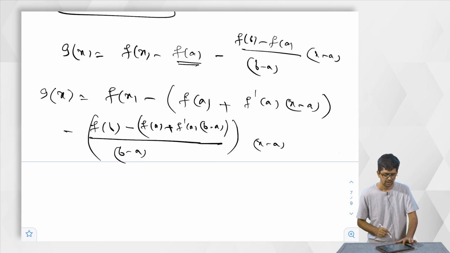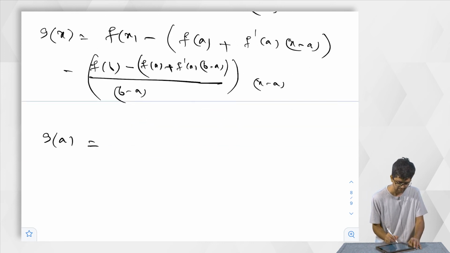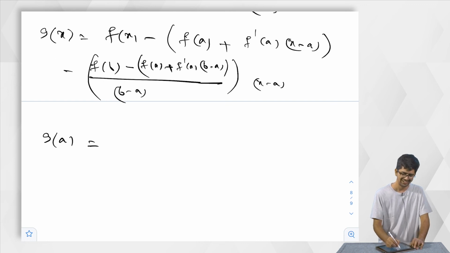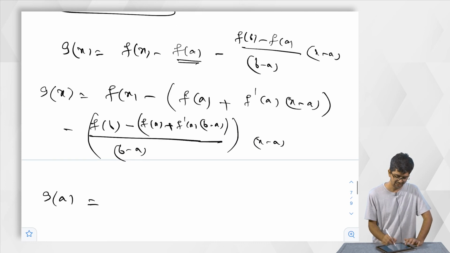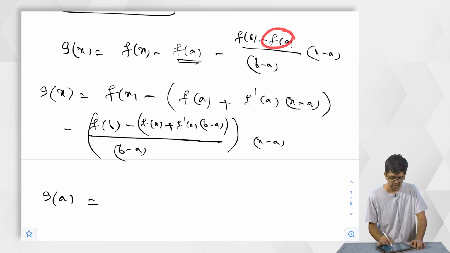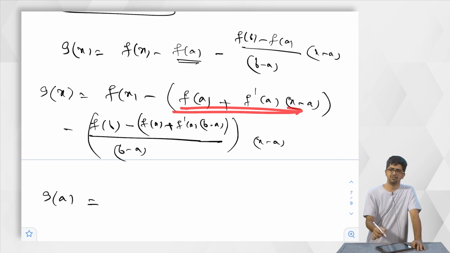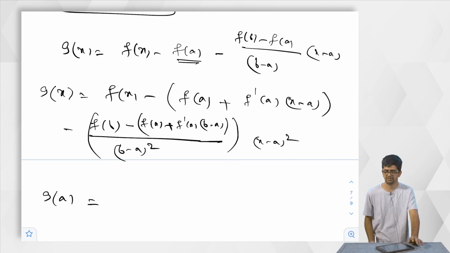That is g of x. Now let us check what is g of a. Oh, okay, I forgot to add something. Here we have made the change from f of a to this component, f of a plus f dash a times x minus a. Here instead of f of a we have written the same thing, but evaluated at x equal to b, that is what I have written here. Now there is one more change that we need to make. Instead of x minus a we are taking x minus a squared, here it is b minus a squared.